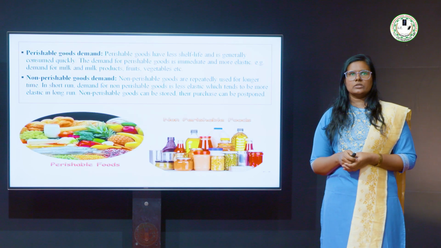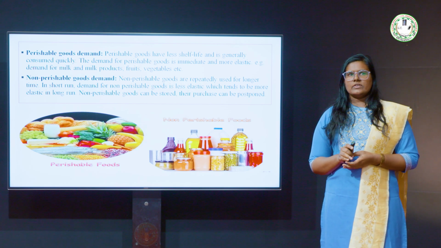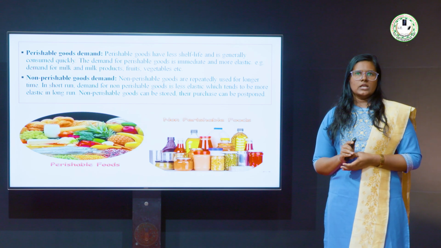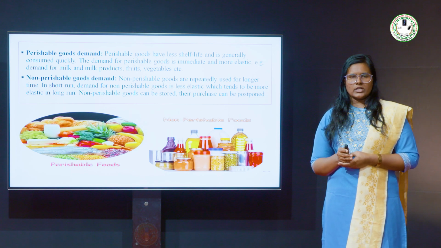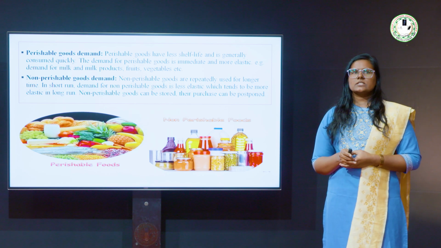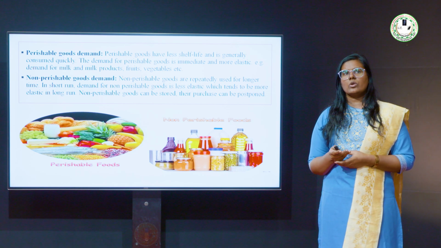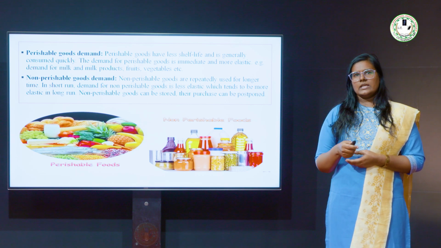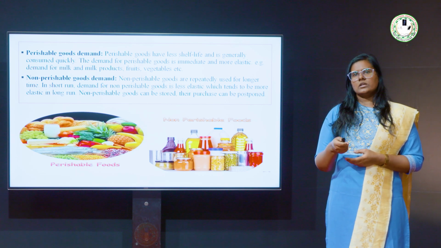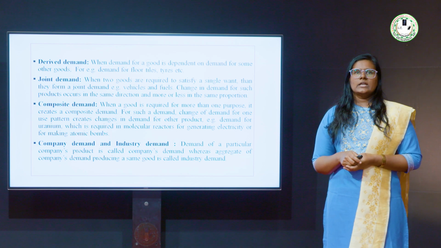Next is the perishable goods demand. Perishable goods have very little shelf life and should be consumed quickly. There are many examples like milk and milk products, fruits and vegetables. Next is the non-perishable goods demand. Non-perishable goods are used repeatedly for a longer time and can be stored for a longer period of time, like sauces and oils, etc.